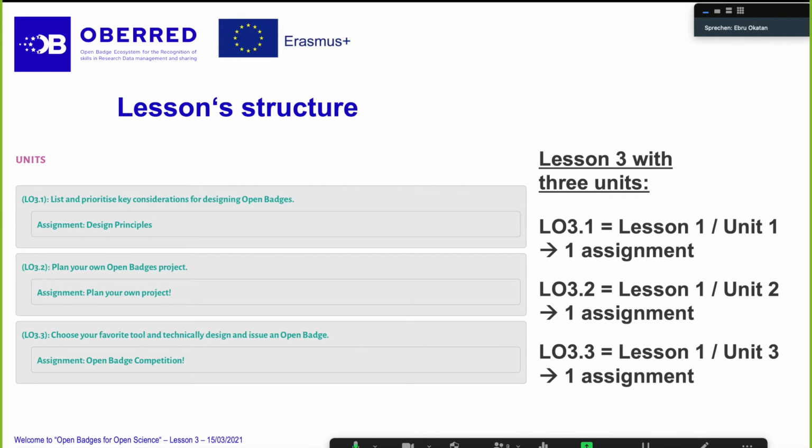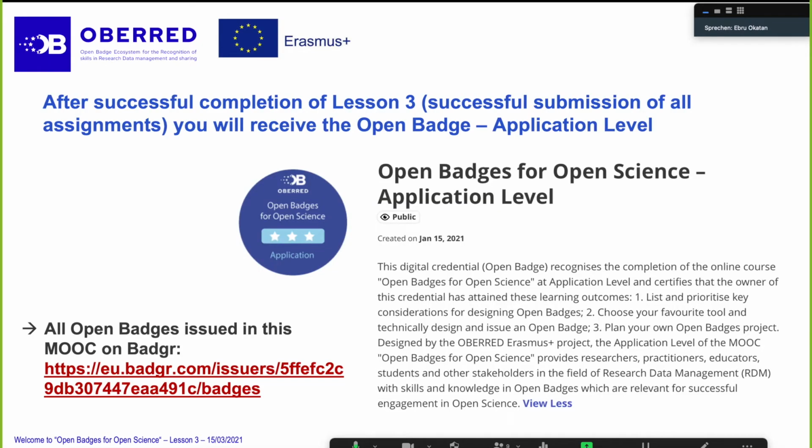The first assignment is about the design principles, just about thinking how your badge could look, for example. That is one part. In unit 2, you have an assignment where you can plan your open badge project, the concept of your badge, and the third one will be the open badge competition. By successfully completing the third lesson, you will be issued with this open badge. There you have the 3 stars.